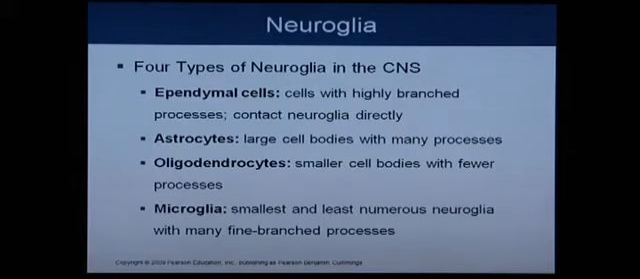Astrocytes are large cell bodies with many processes that come off of them as well. Oligodendrocytes are smaller cell bodies with fewer processes. And the microglia are the smallest and least numerous, with many fine branched processes.